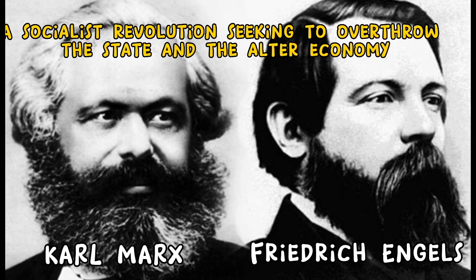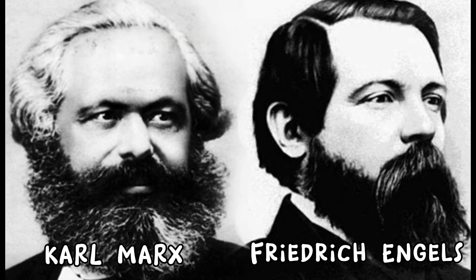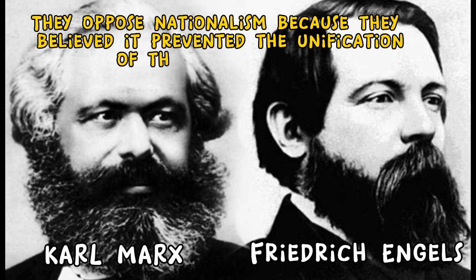Marx and his co-author, Friedrich Engels, believed that in a socialist revolution seeking to overthrow the states and alter the economy, the proletariat had no nation, hence their now famous battle cry, "Workers of the world, unite. You have nothing to lose but your chains." They opposed nationalism because they believed it prevented the unification of the world's workers. Instead of identifying with other workers, nationalism could make workers in individual countries identify with the capitalists of their countries.